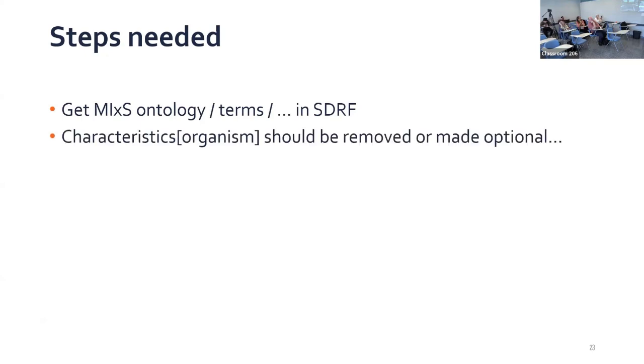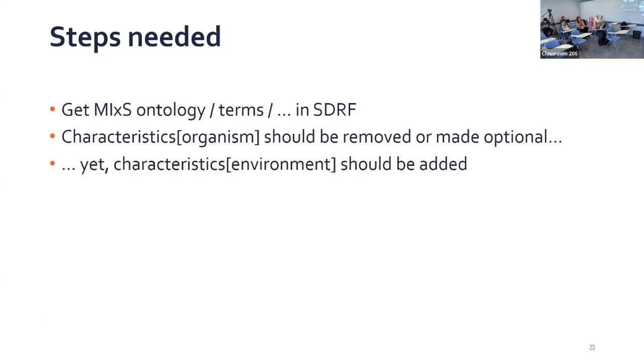So what's next? We have the concept already. What do we have to do? First, we need to get the MIxS ontology or terms in SDRF proteomics. That's currently ongoing, with the help from GSC and the people from BRIGHT. We should also ensure that the characteristics organism fields should be either removed with SDRF metaproteomics or be made optional, because, well, in metaproteomics we study bacterial environments, right? But the environment itself should be added.